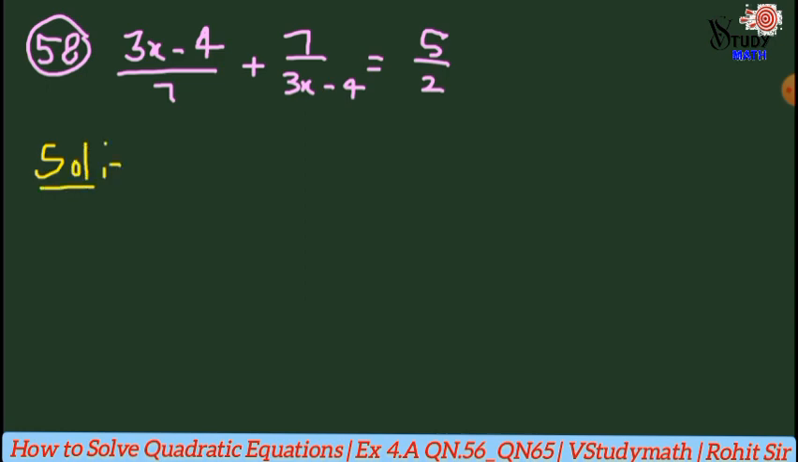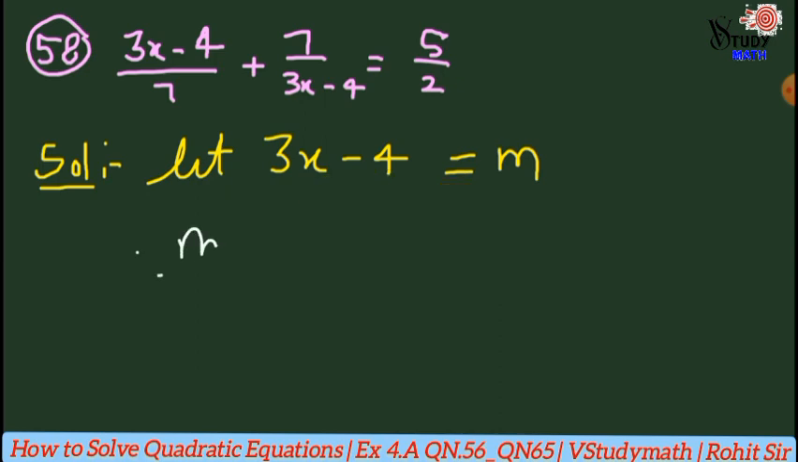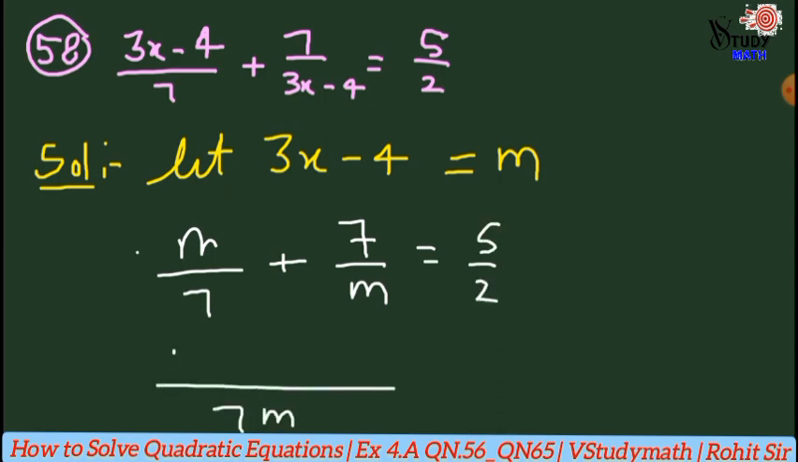Before solving this question, we have to assume something. Let 3x minus 4 is equal to m here. So after assuming this, the given equation can be written as m upon 7 plus 7 upon m is equal to 5 by 2. Now take the LCM. The LCM is 7m. Then we have m square plus 49 upon 7m is equal to 5 by 2.